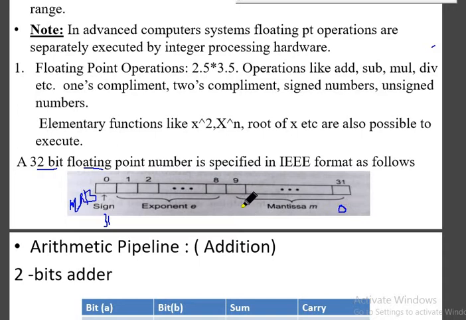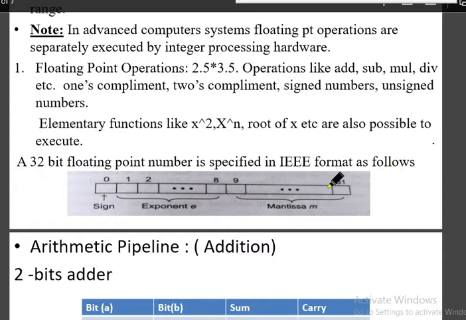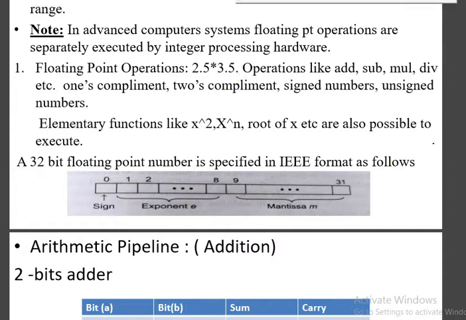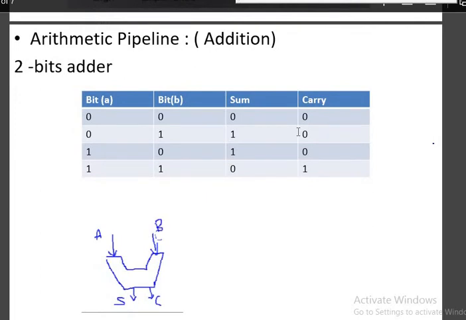So 0, from here we will write up to 8, then 9 to 30, and the 31st bit is fixed for sign. If sign is 1, the number is negative. If sign is 0, the number is positive. The exponent is represented from 9 to 30, and bits 0 to 8 represent the mantissa. So this is one sample example.